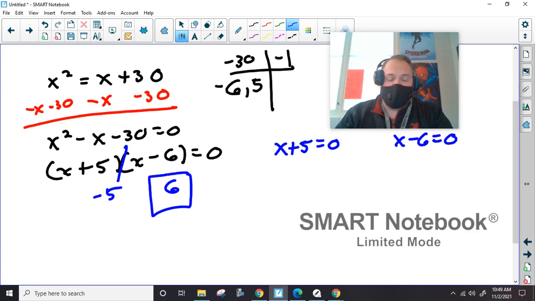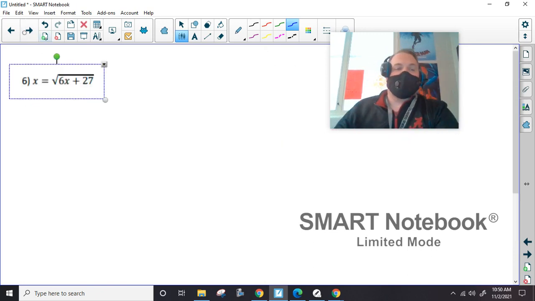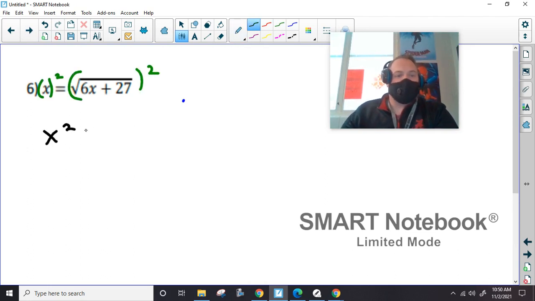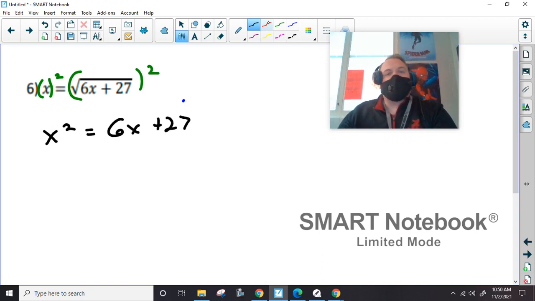Now, believe it or not, that's how you do this entire section. It's the same thing, just different numbers each time. Like number 6. We're going to square both sides first. Square, square. Okay? Then we move all this over so it equals 0.